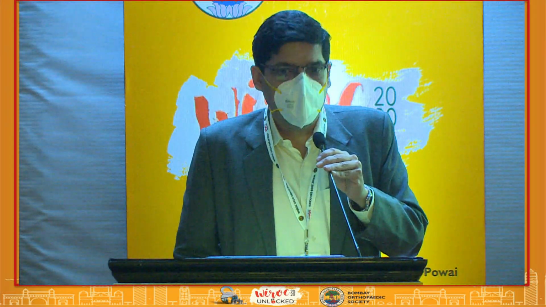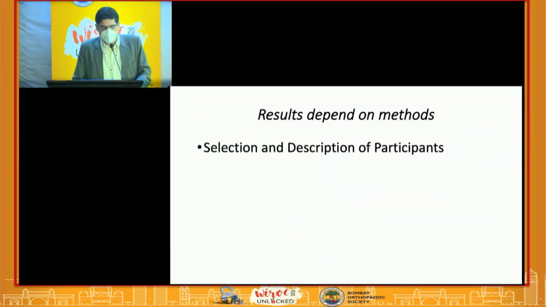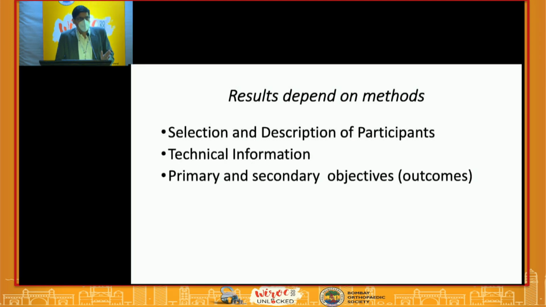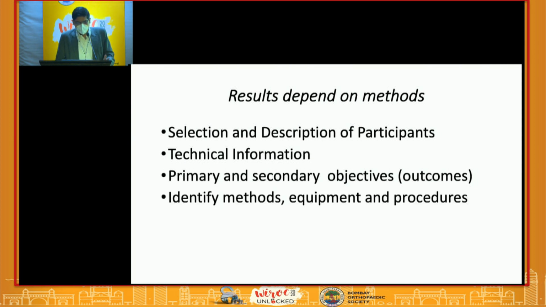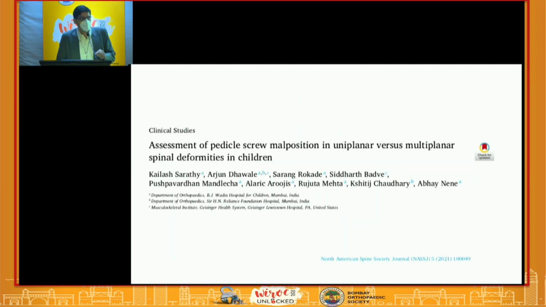So the results basically are going to depend on the methods, okay? And as Anup has rightly mentioned, the selection and description of the participants, technical information, what are the primary and the secondary objectives or the outcomes, and of course identifying the methods and procedures which are involved, and an appropriate description of the statistics. So I'm actually going to use this study.